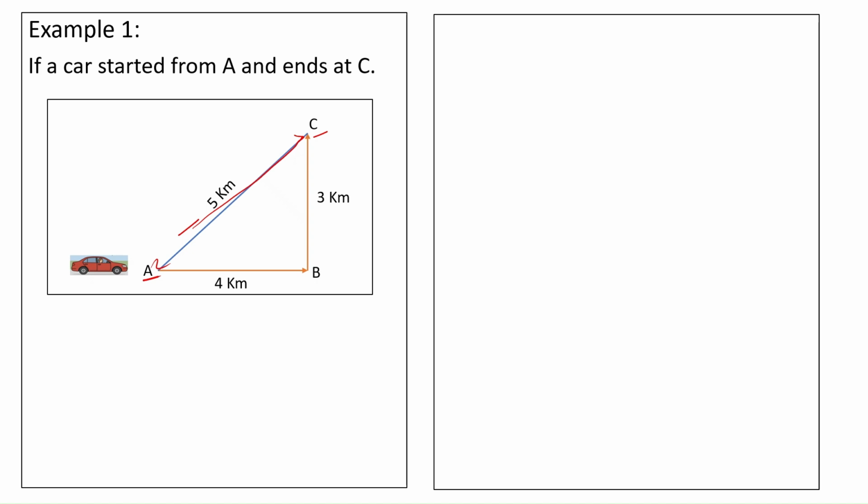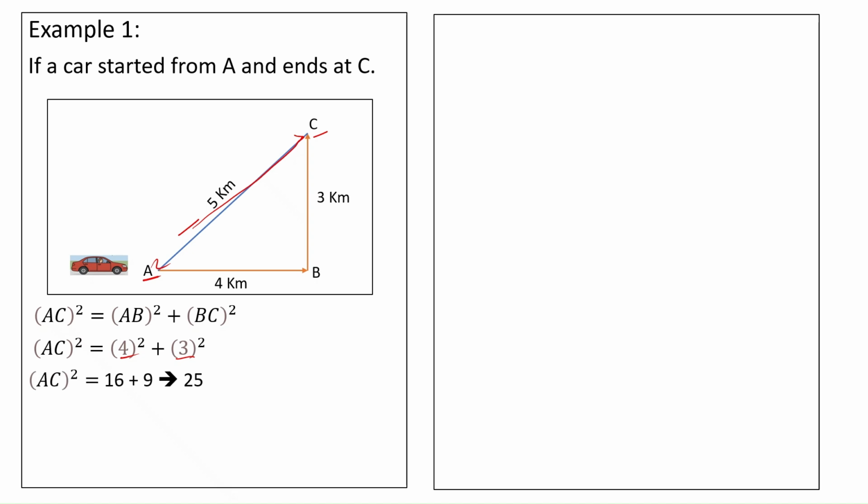To find displacement, we use Pythagoras theorem. That is, AC square is equal to AB square plus BC square. Substitute values, we get AC square is equal to 4 square plus 3 square. We get AC square is equal to 16 plus 9, that is equal to 25. On taking square root, AC is equal to 5 km. Therefore, shortest distance between final and initial position is 5 km.